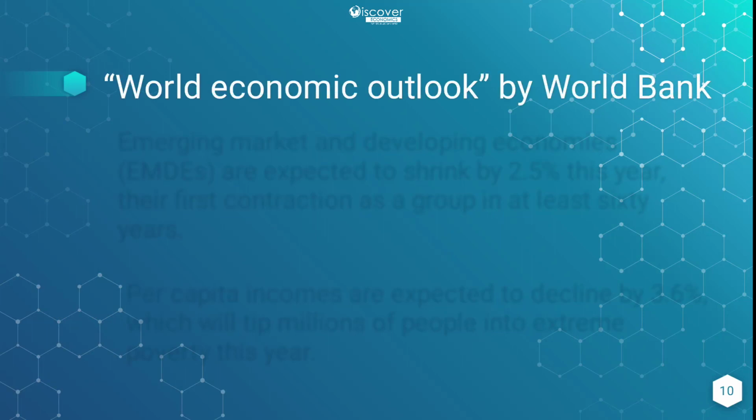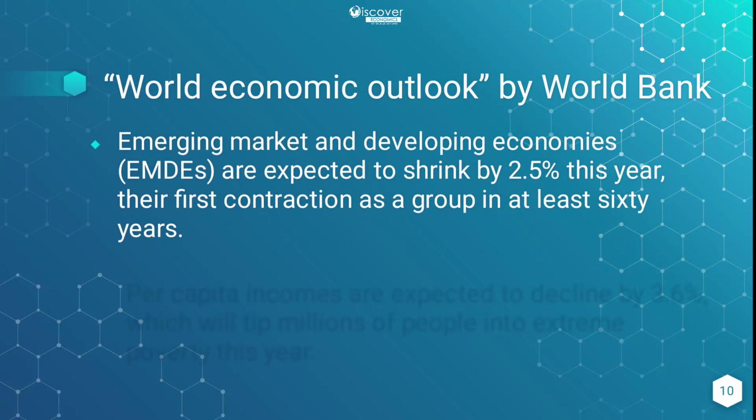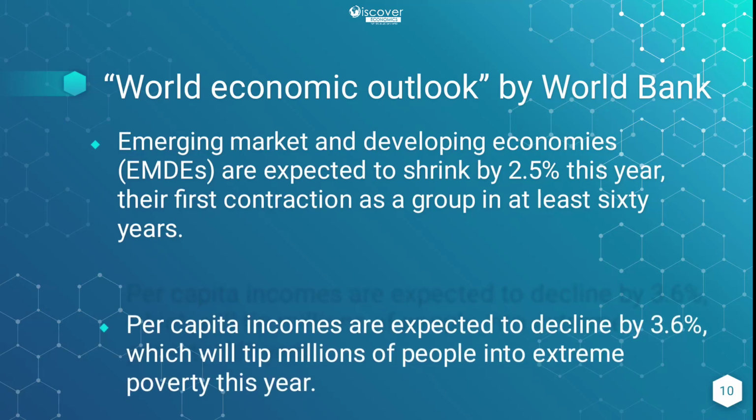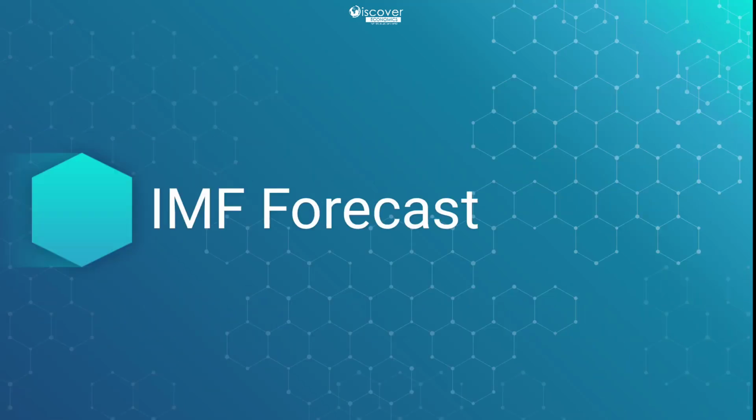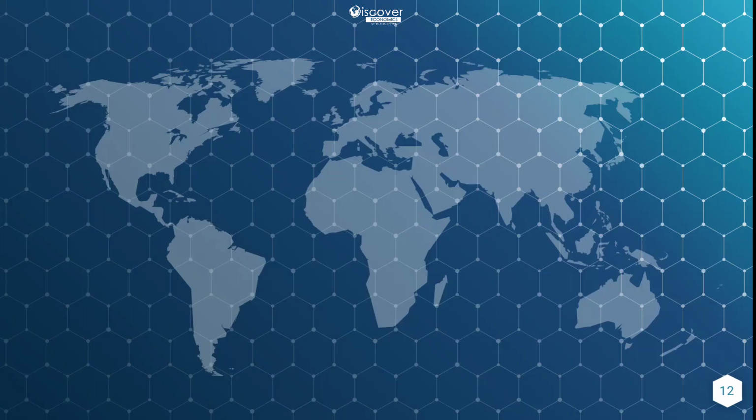Then the World Economic Outlook by the World Bank: emerging markets and developing economies are expected to shrink by 2.5% this year, their first contraction as a group in the last 60 years. This is really pathetic. Then per capita incomes are expected to decline by 3.6%, which will tip millions of people into extreme poverty. So what are the IMF forecasts?